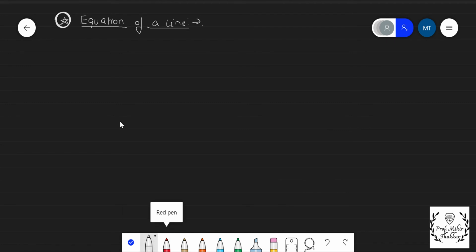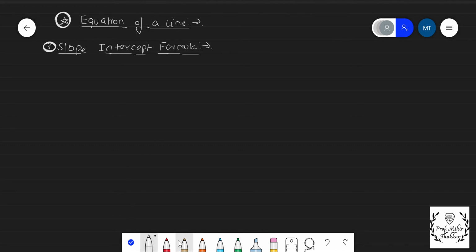Now the next type that we have is slope intercept formula. Now, before directly giving you the formula, I would expect that meaning of intercept is known to you. So in case अगर आपको नहीं पता है तो listen carefully. I'll give you the meaning of intercept first.